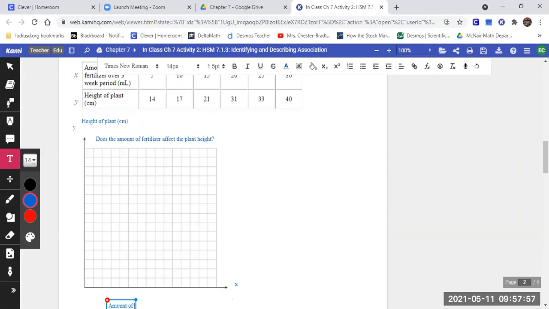Amount of fertilizer. Keep misspelling it. Over 3 weeks. Is it 3 weeks? No, 3-week period. Now, what is this lowercase m capital L? What does that stand for? Because I know CM. What's CM stand for?